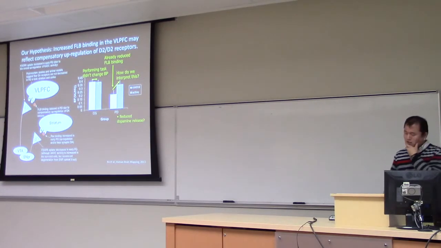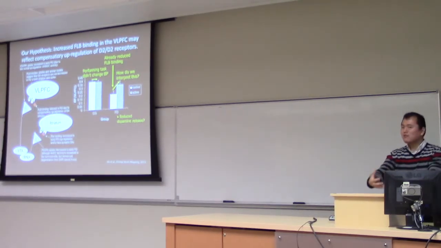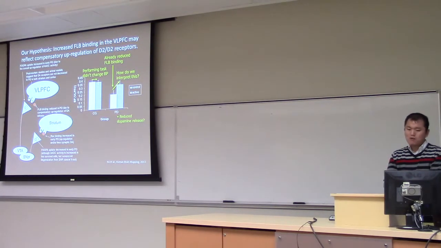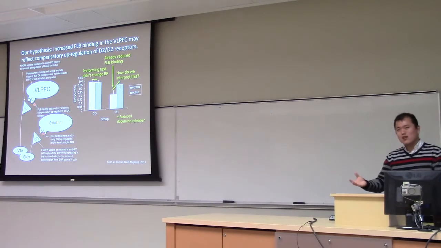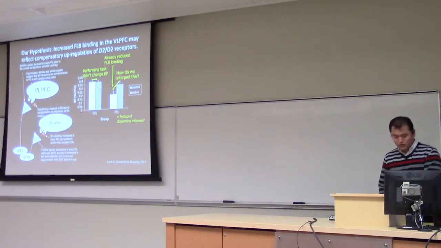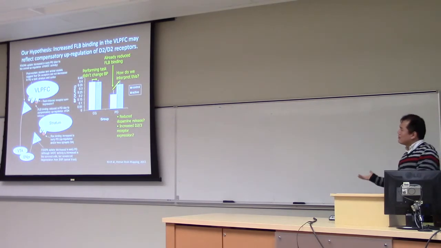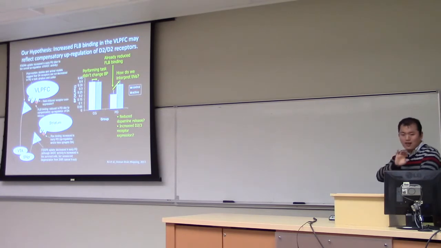So one possible explanation is that maybe performing this high-level cognitive task somehow reduces dopamine release. But intuitively it doesn't make any sense. This is a more demanding task, you are putting more effort, there should be more dopamine involved in this Montreal clustering task. So another hypothesis is that maybe the dopamine D2 receptors are somehow acutely upregulated and acutely expressed in this region. Then it may actually explain the reason for the FLB binding increase.